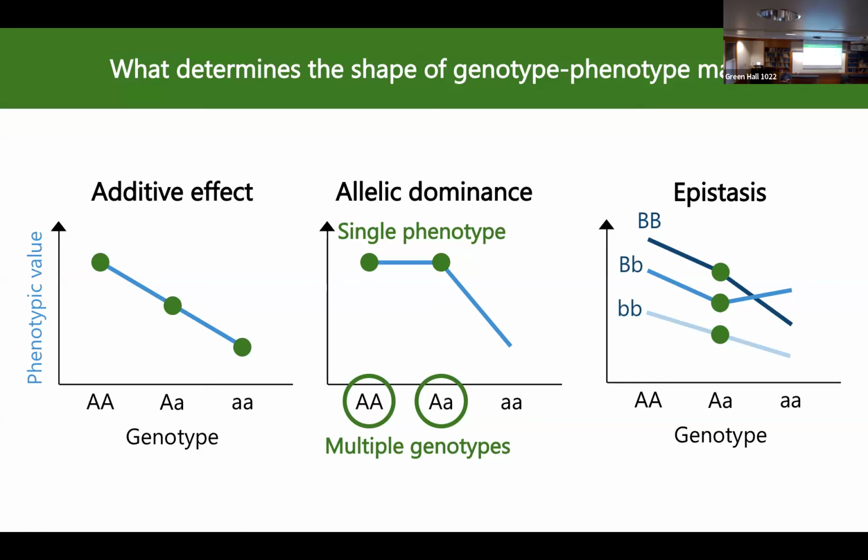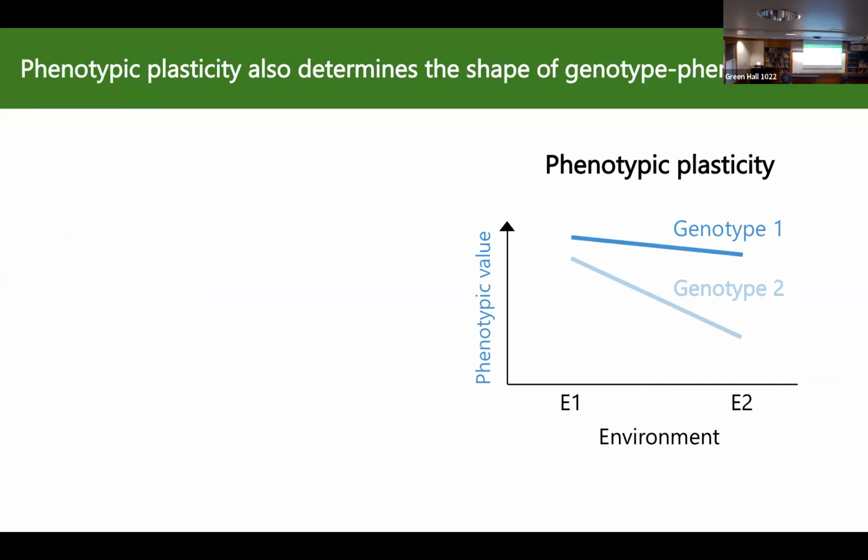Other than the case of the genetic effect by another locus, it's possible for a certain genotype at a certain locus to have multiple phenotypes. So that is the case for phenotypic plasticity. In the case of phenotypic plasticity, a single genotype can create multiple phenotypes depending on the environmental conditions.